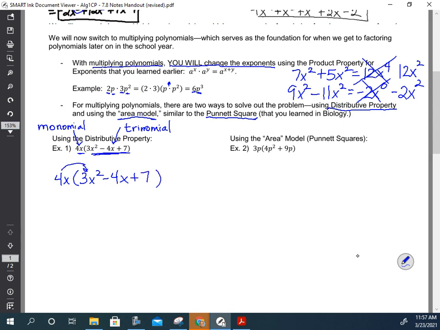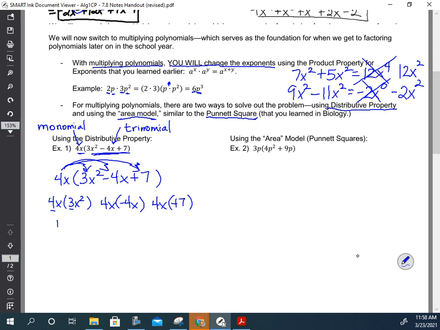So 4x times 3x squared, 4x times negative 4x, and 4x times positive 7. Again, I'm writing it this way so that you can see each part. You don't need this part and this part.